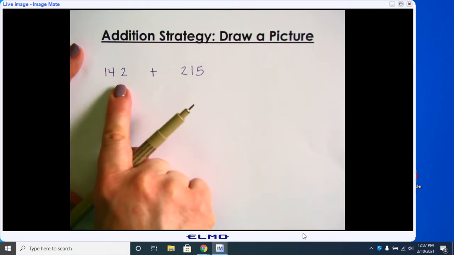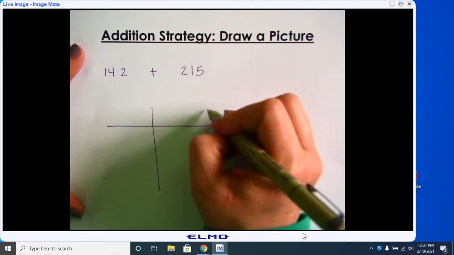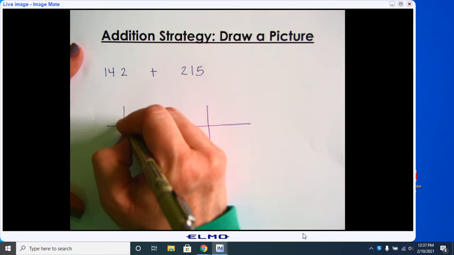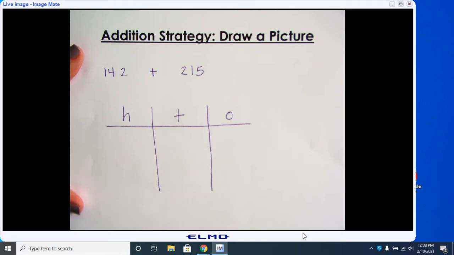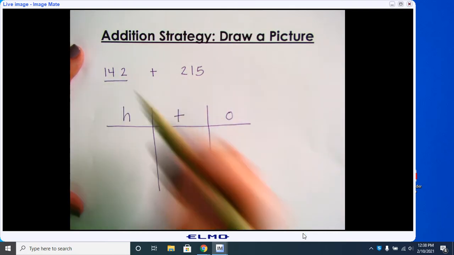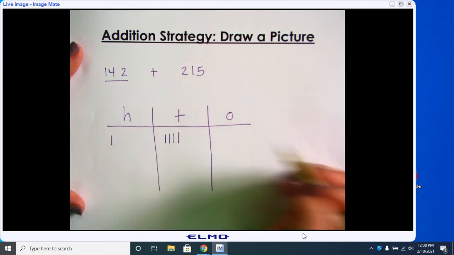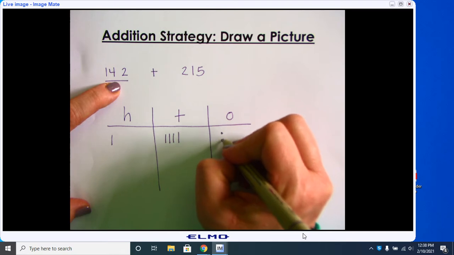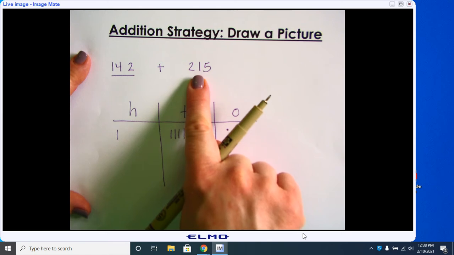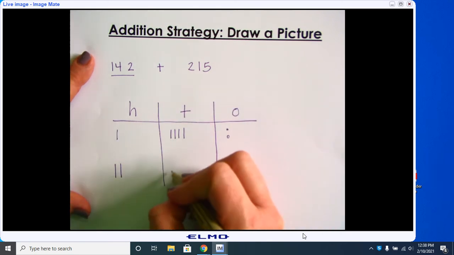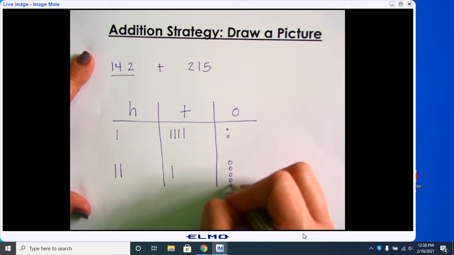I've got 3 digits in each number, so to draw a picture, I need to make a 3-column chart. Column 1 is my hundreds, column 2 is my tens, and column 3 is my ones. In drawing a picture, you draw the first number: 1 hundred, 4 tens, and 2 ones. I like to do circles for my ones. Now 215: 2 hundreds, 1 ten, 5 ones.